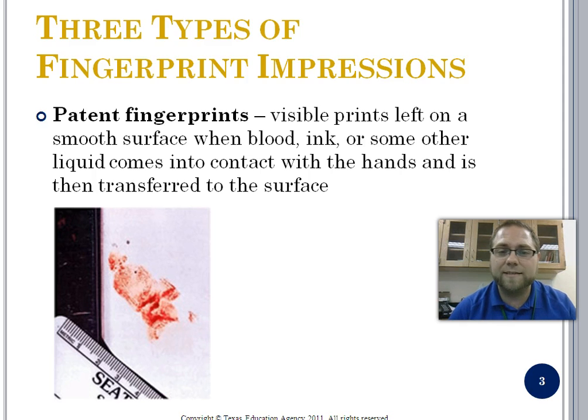First one is a patent fingerprint. This is where you have visible prints left over because a liquid has come in contact with your fingerprint. So this might be blood, ink, or something, and it's transferred to the surface. Think about when you are making brownies or something at home and you get some batter on your finger and you touch something. That would be a patent fingerprint.